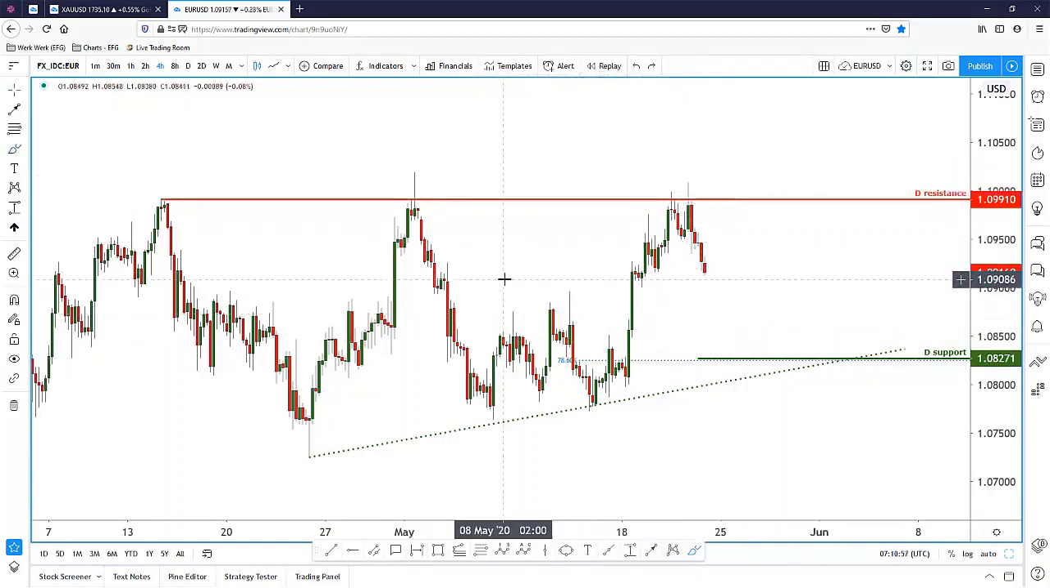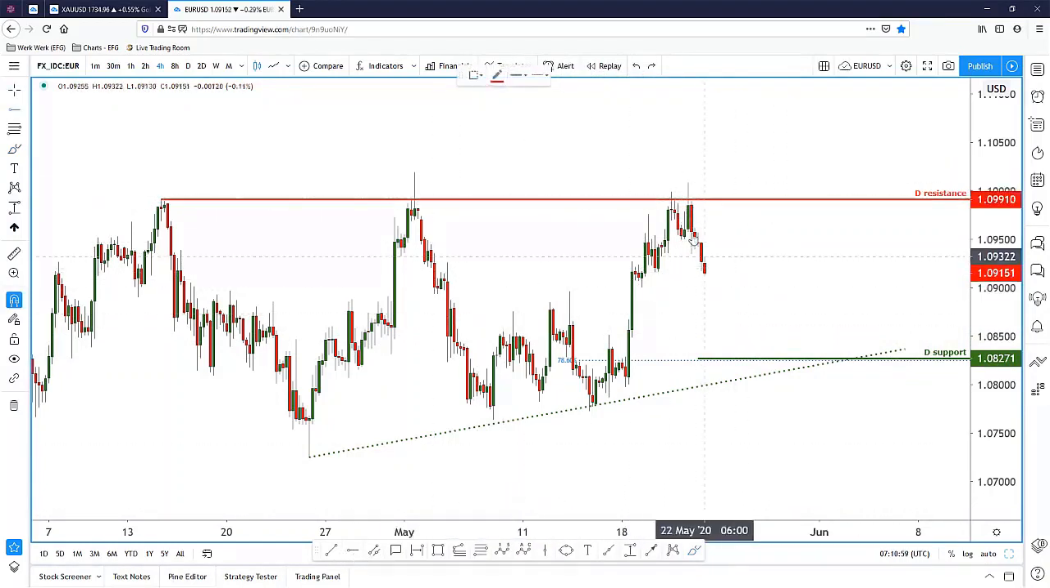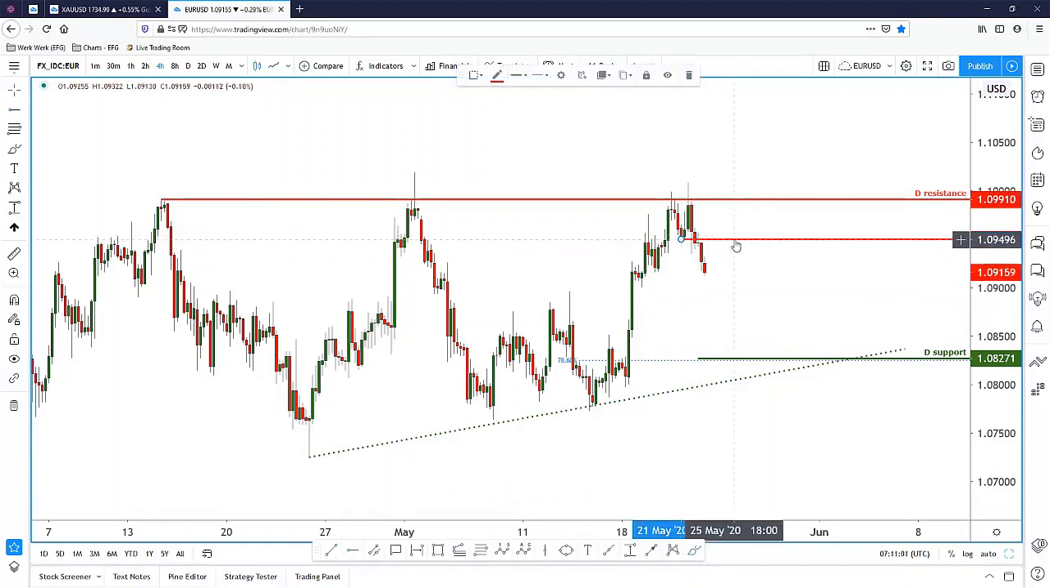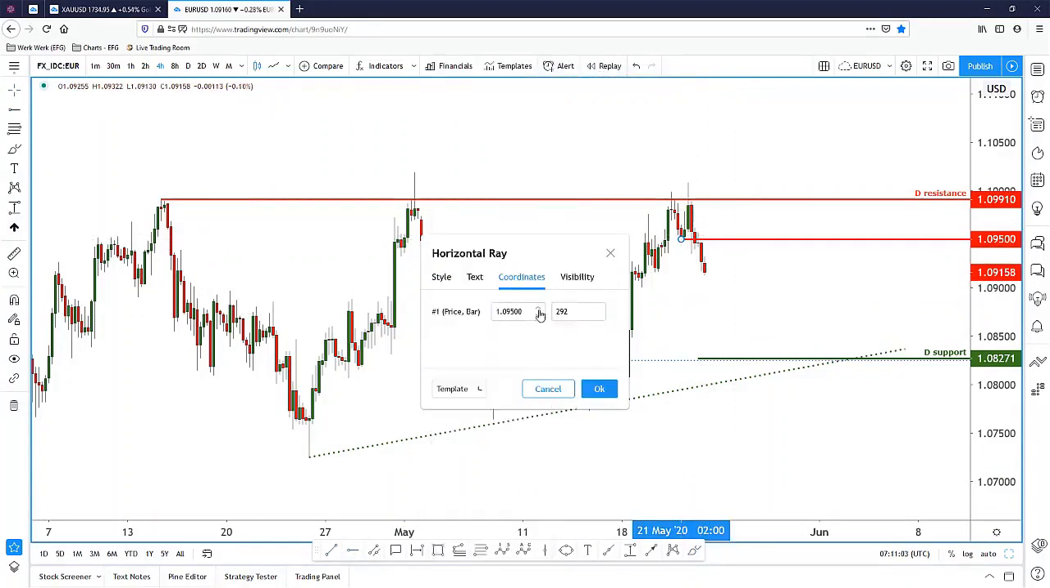So now we're on the 4 hours. Graphically, we can use this level here as a sort of a resistance.